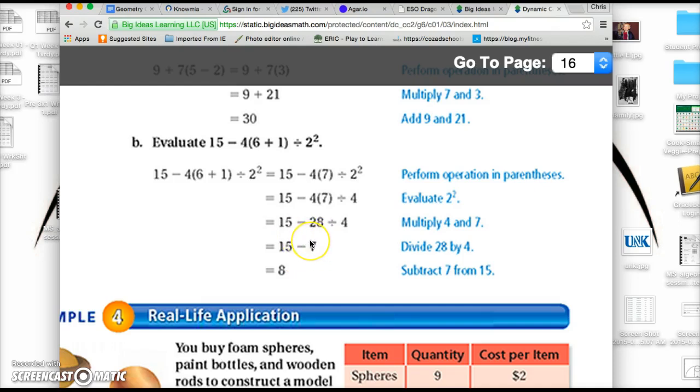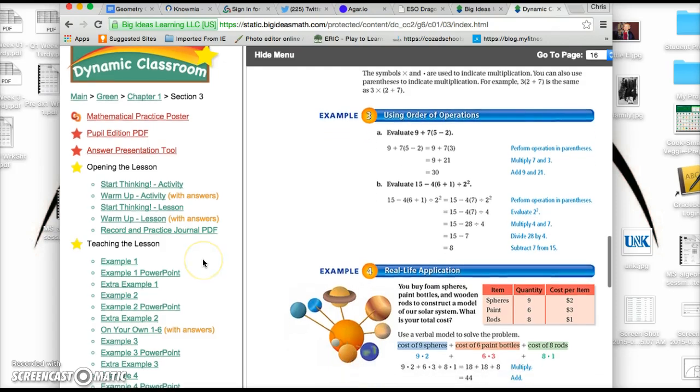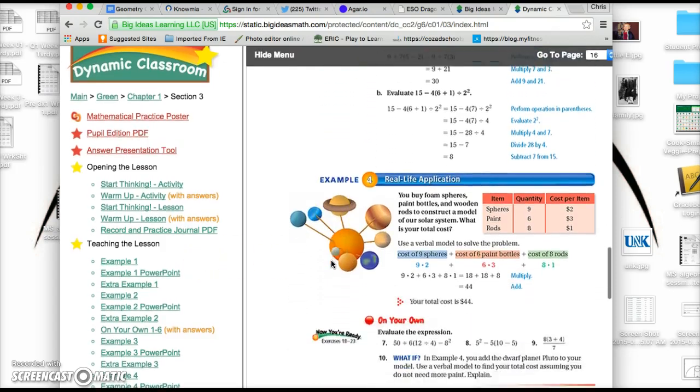Again, if we have different signs when we're multiplying or dividing, we get a negative answer. 15 and 7 are different signs. We subtract. 15 is positive, 7 is negative. We subtract and we get 8. So again, that's more of the same order of operations. You guys have seen these before.